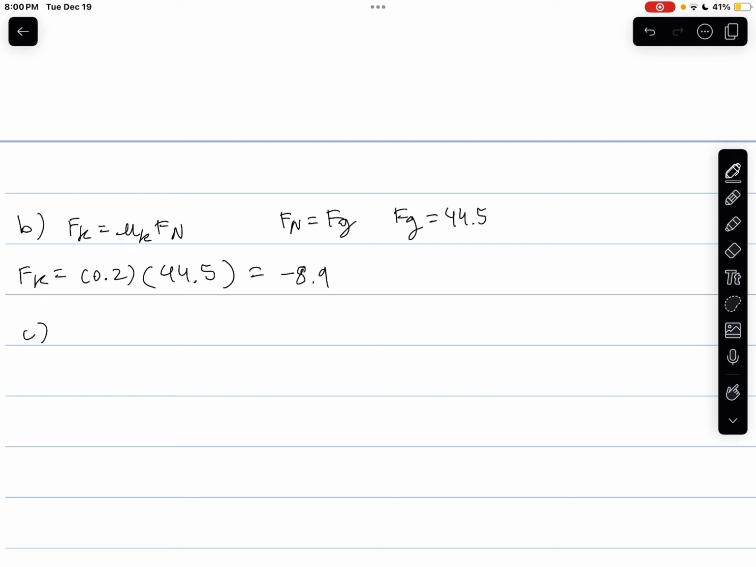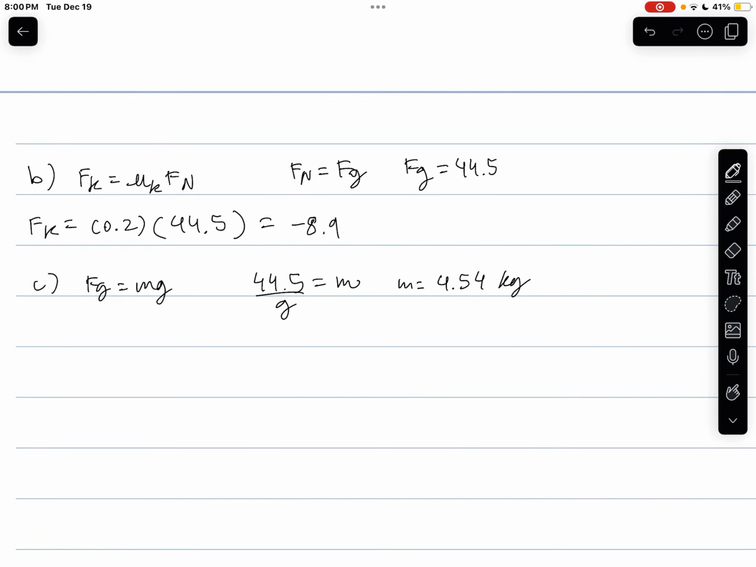And for the next question, before I go solving into it, I'm going to find mass first. So I know Fg equals mg. Now 44.5 equals m times g, so m should be 4.5 kilograms. So then to derive an expression for dx/dt, which I think is asking for the velocity formula.